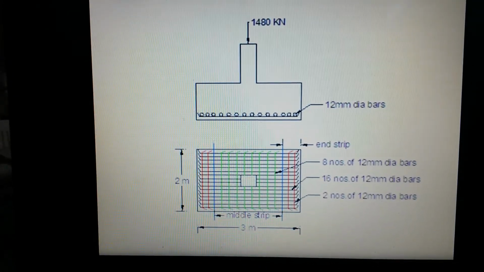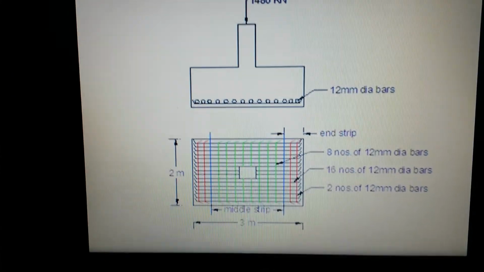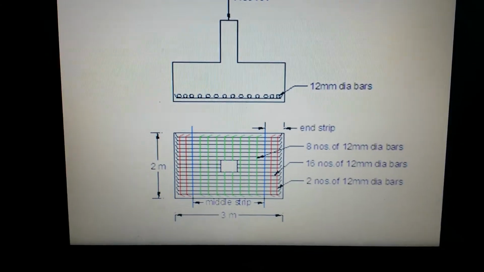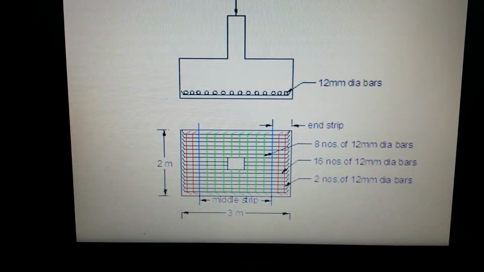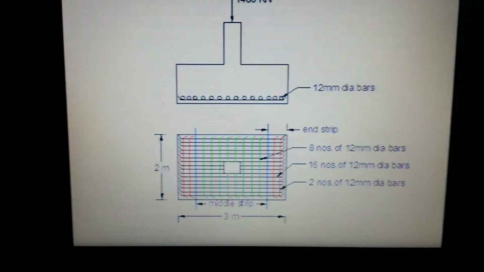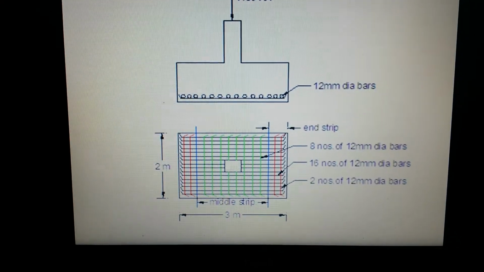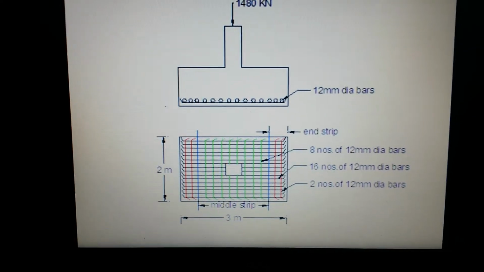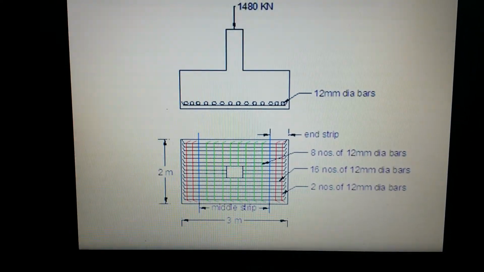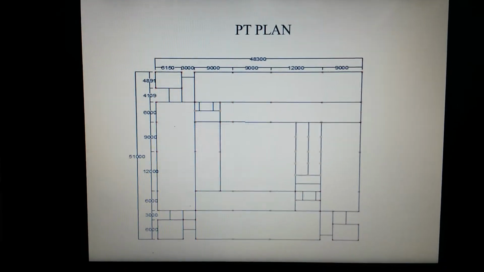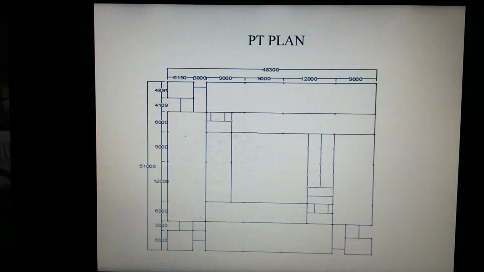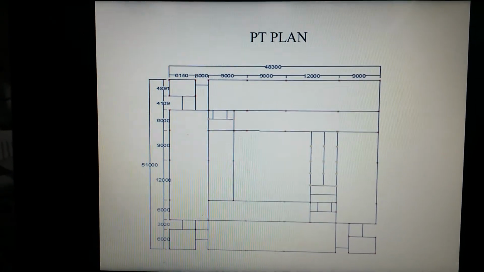This is the layout of the footing representing the bar reinforcement. At the end strips, 2 numbers of 12 mm dia bars are provided. At the middle strip, 12 mm dia bars, 8 numbers, are given. And that's all for the conventional RCC building.